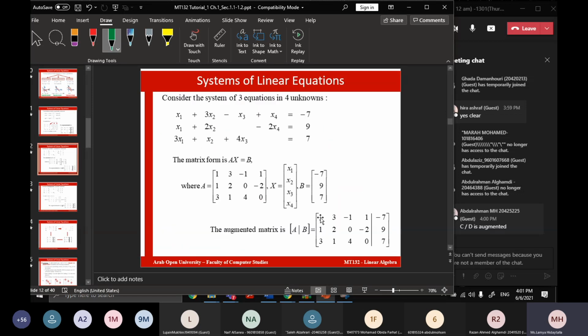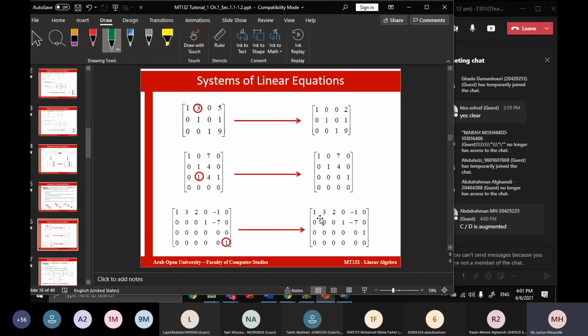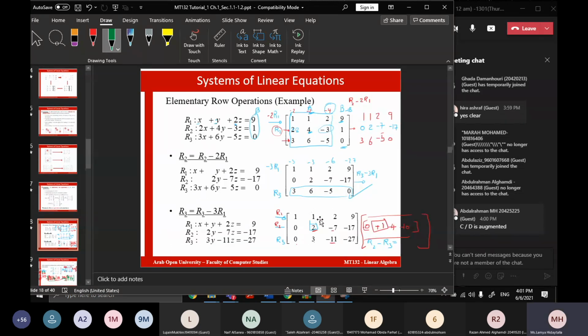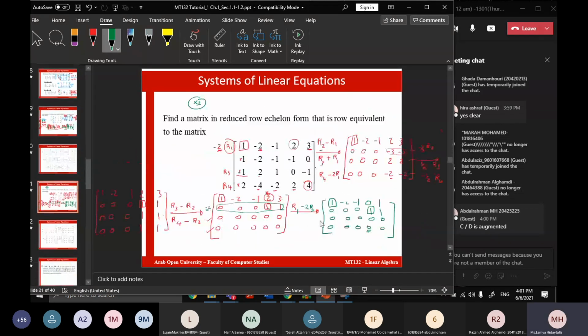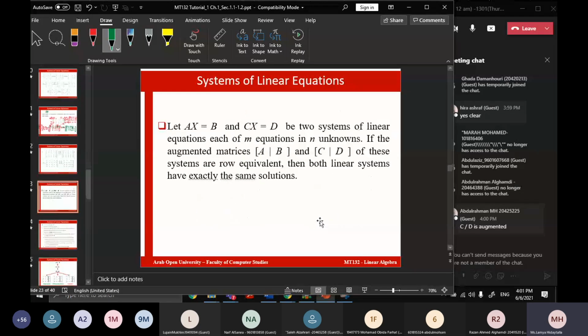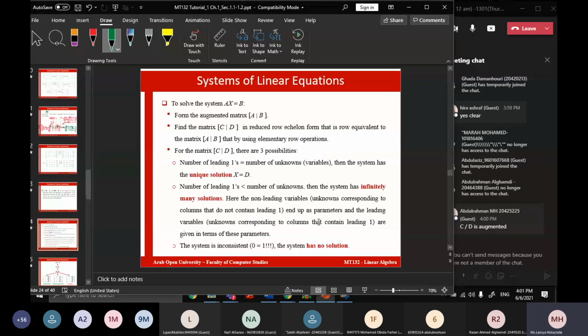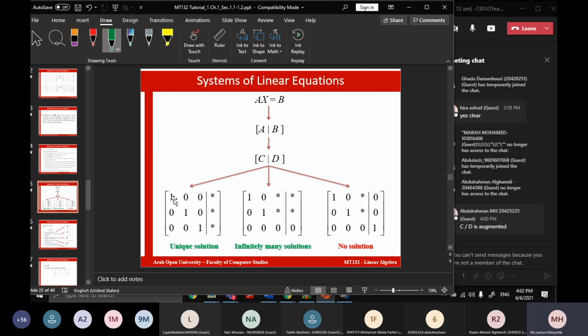So easily, when I reduce to the echelon form, I can immediately know what type of solution I will have. When you reduce, he said that if the number of leading ones is equal to the number of unknowns, then you will have a unique solution. Let us see this one like that.